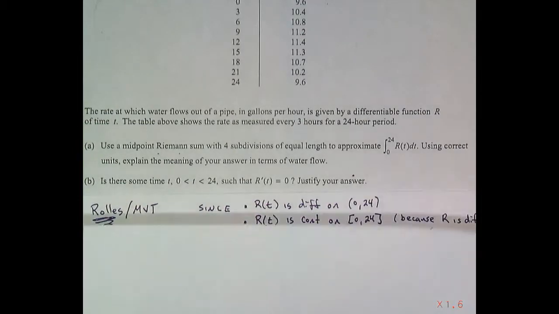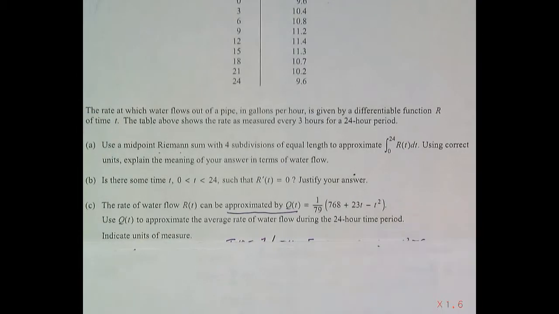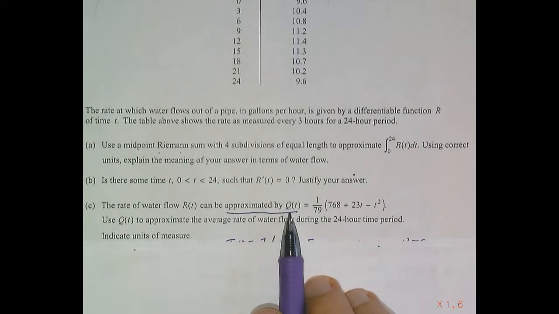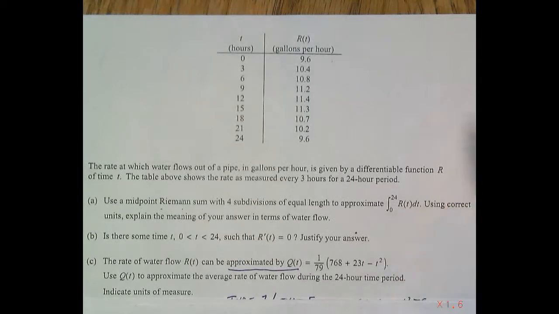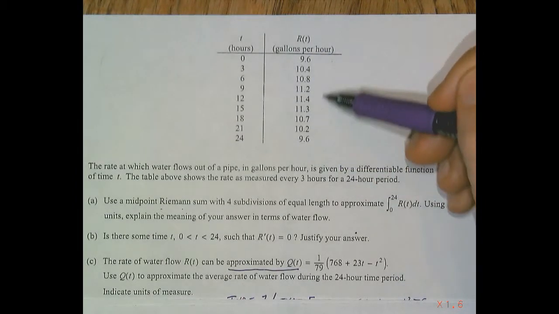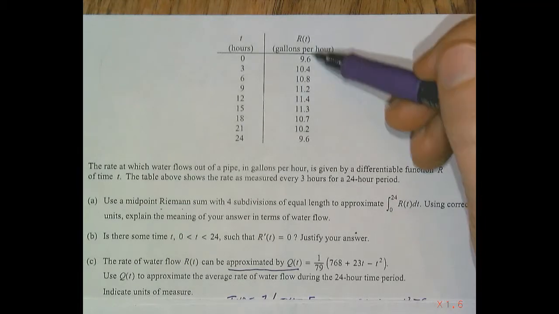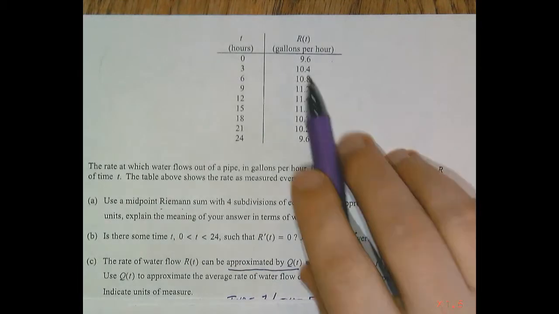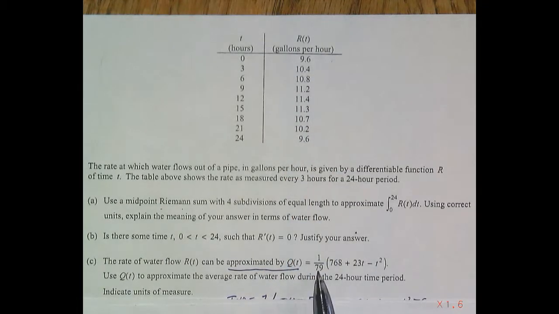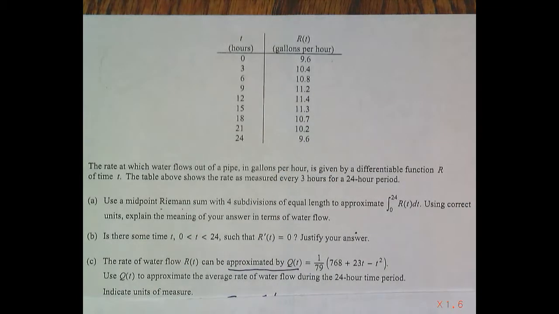All right, moving on to part C. Part C, they say that the rate of flow of the water can be approximated by Q of t, and Q of t is given. So what they're saying is that these points here belong to the curve r of t, but r of t can be approximated by Q of t. In other words, if you did Q of 0, you would basically get 9.6. Q of 3, you would basically get 10.4. So that's an approximating function.